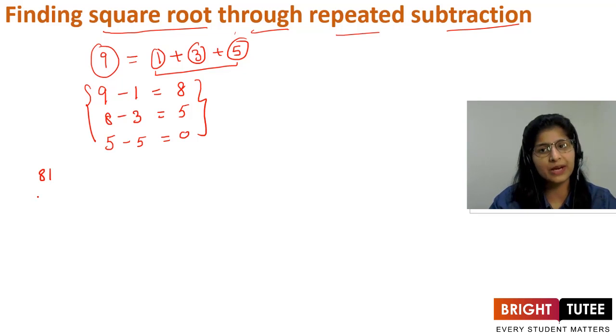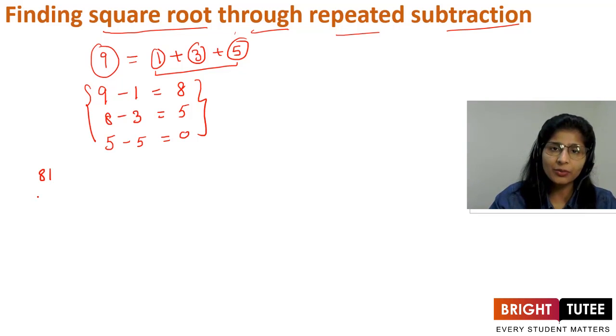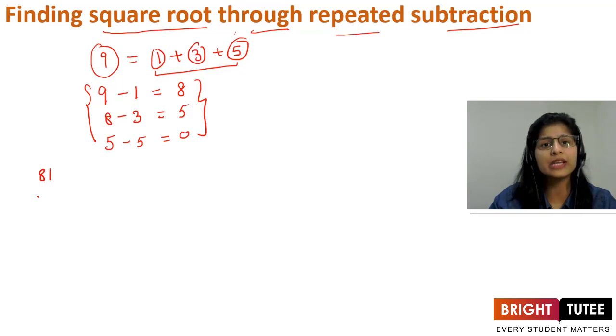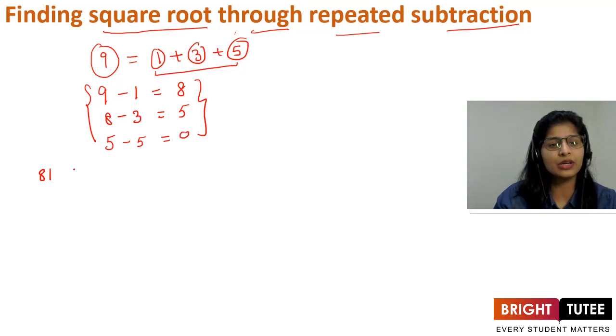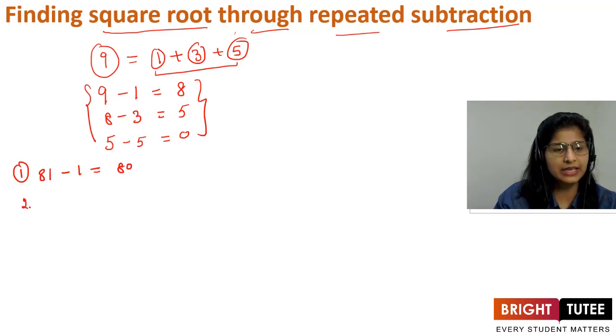What does repeated subtraction mean? It means that we are going to subtract 1. Whatever answer we get from that, we will subtract 3. Whatever answer we get from there, we'll subtract 5 from it, right? So let us try it and see how many steps it takes to get 0. First of all, the first step is 81 minus 1. What do we get? 80.